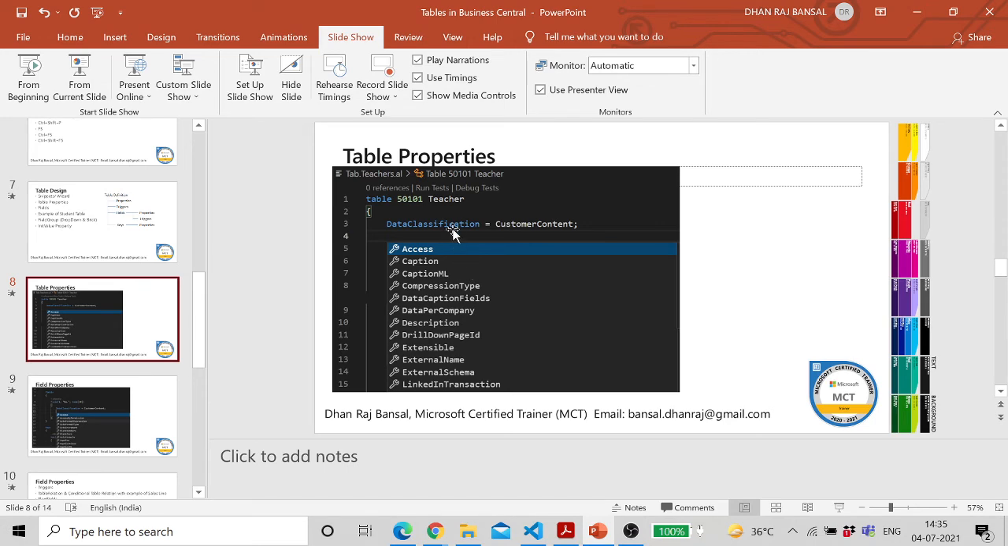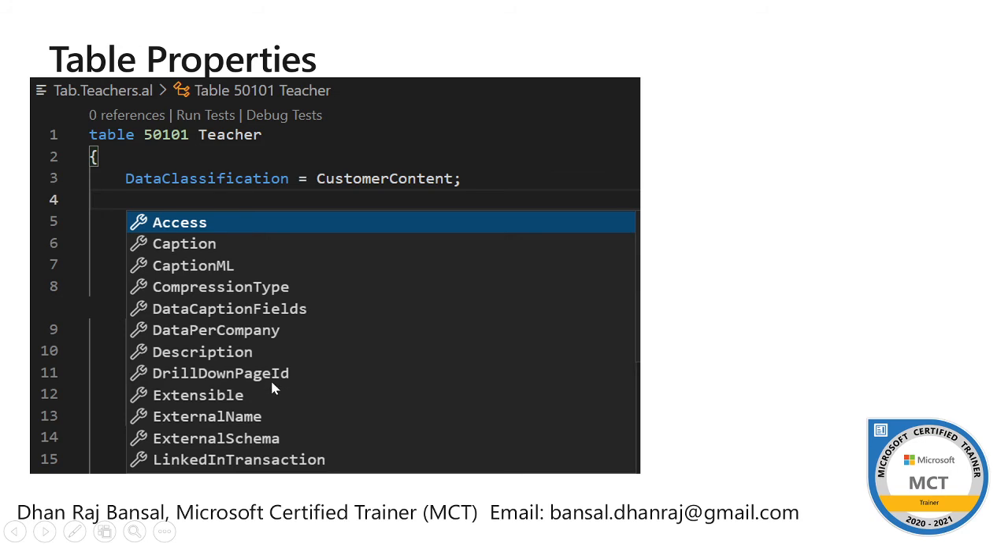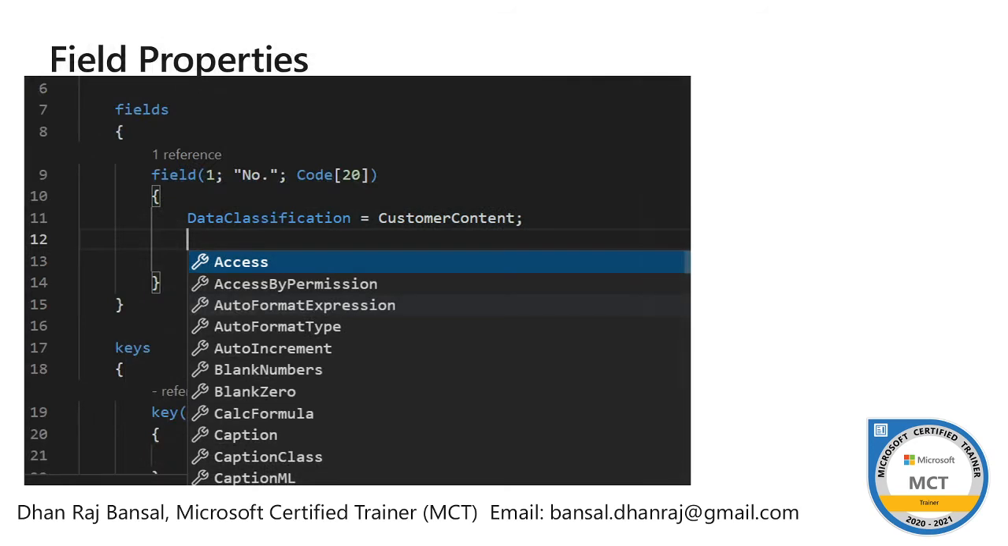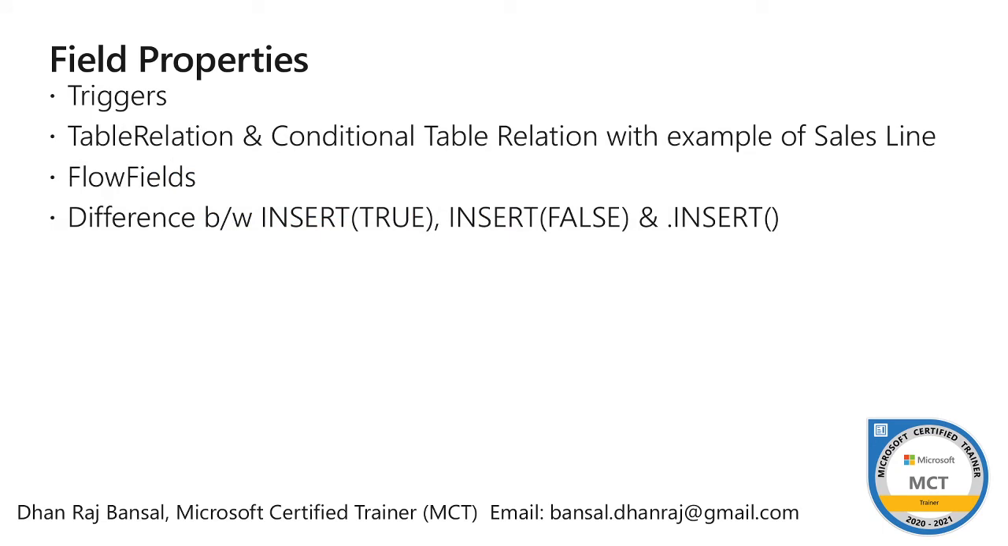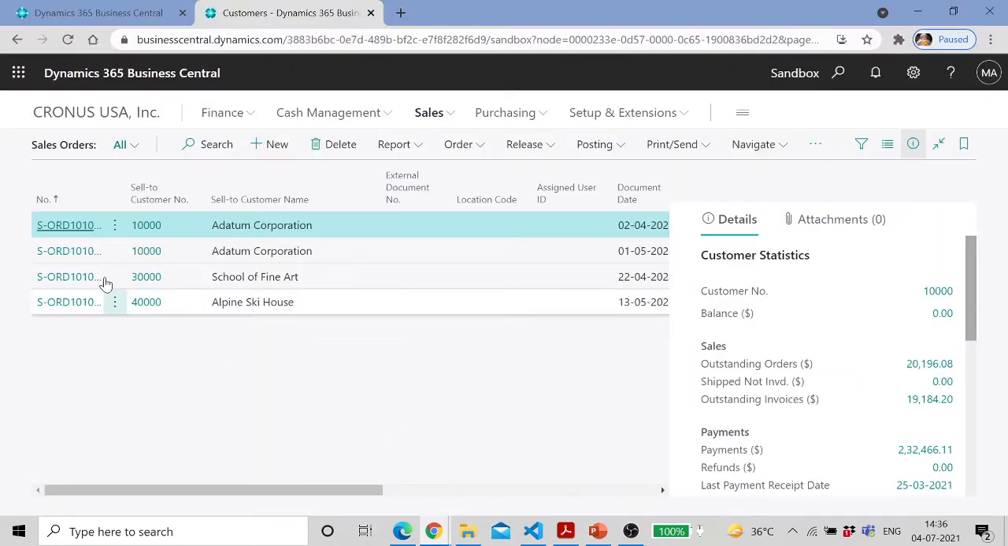For example, in this screenshot I am showing what the properties are at the table level, which we show using control space. Here are the field properties. Next are table property, field properties, triggers, table relation, conditional table relation, example of sales line, flow fields. We have seen what flow fields are. We have also discussed the difference between insert false and insert. So let's talk about table relation. Table relation is, when we go to a customer card.